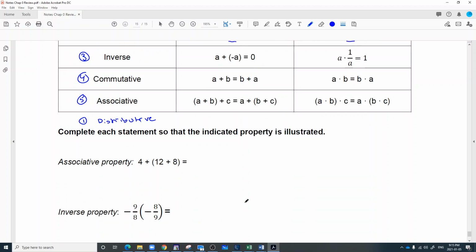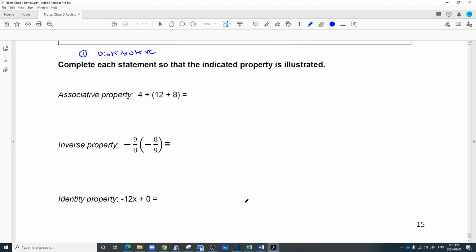So your textbook has a question very similar to this one, which says complete each statement so that the indicated property is illustrated. So to show the associative property, you would do something like, hey, this says 4 plus 12 plus 8 first. I would change where the brackets are. So I would do 4 plus 12 plus 8. Now to really show that this property is illustrated, I would then simplify. So this would be 4 plus 20. And so I'll draw a line. We're showing that left side equals right side, which gives me 24. And here I get 4 plus 12 is 16. 16 plus 8 is still 24.